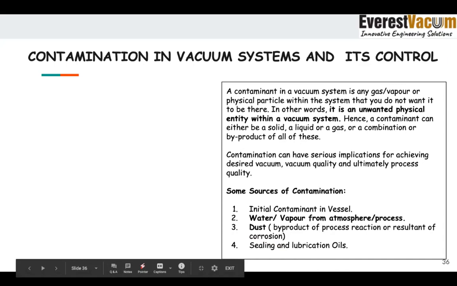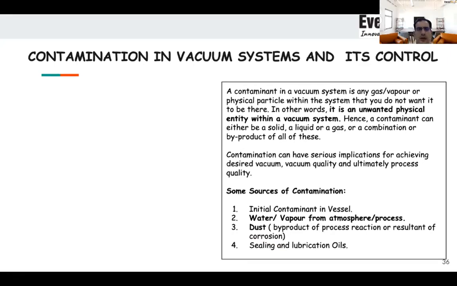Rakesh ji, am I audible? Yes, please. Absolutely. Dhruv, you are audible.